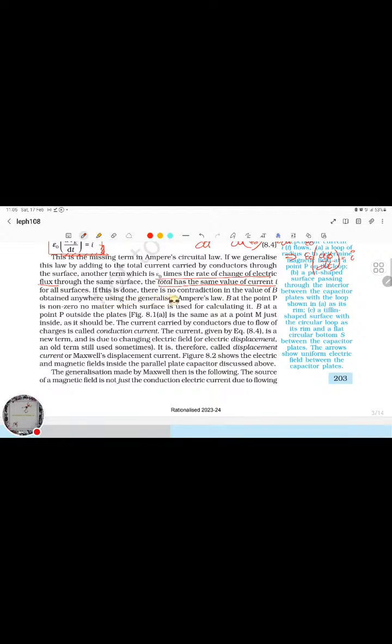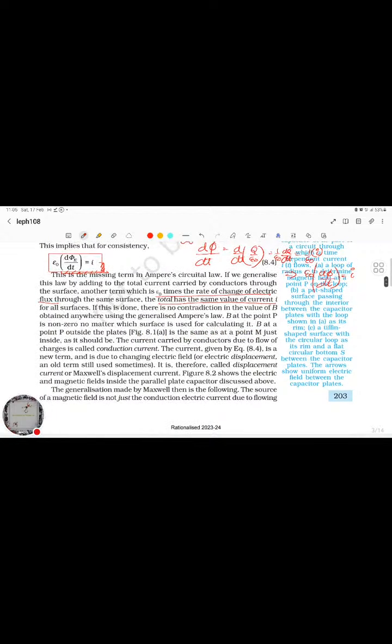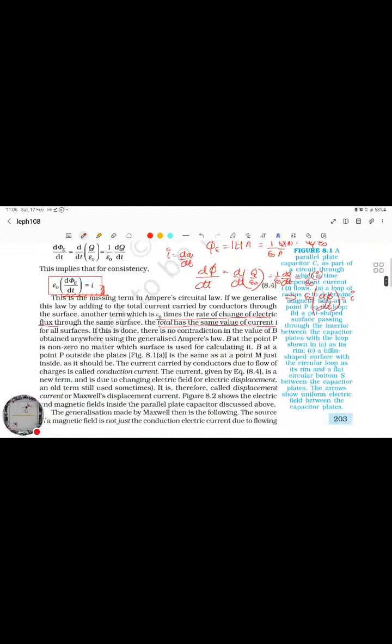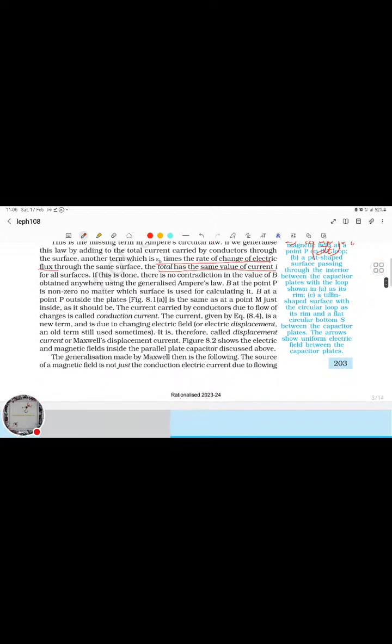If this is done, there is no contradiction in the value of magnetic field obtained anywhere using the generalized Ampere's law. The magnetic field at the point P is non-zero no matter which surface is used for calculating it. B at a point P outside the plates is the same as at a point M just inside, as it should be. So by adding this term, all the contradictions get nullified.